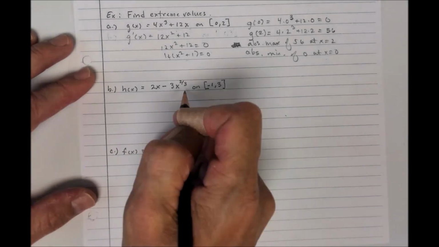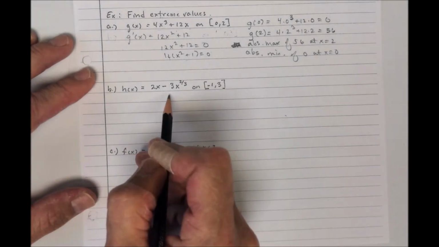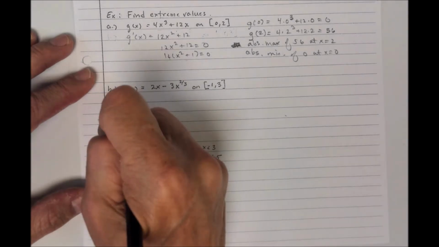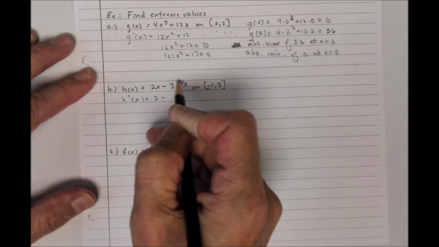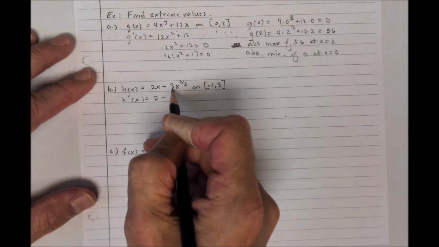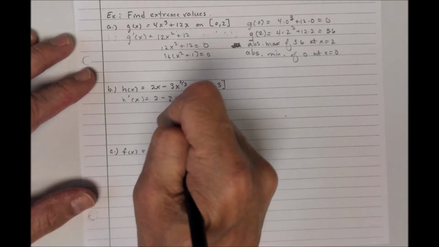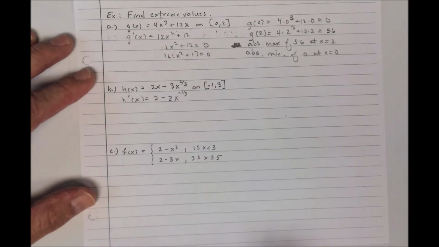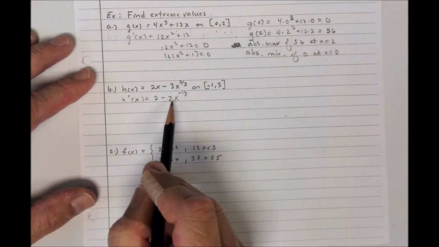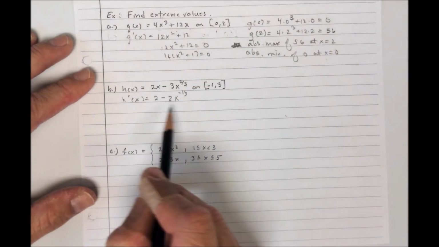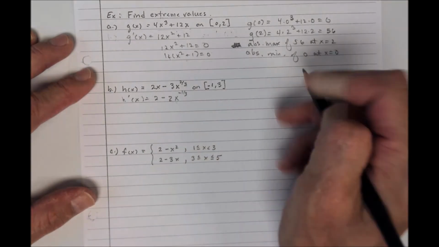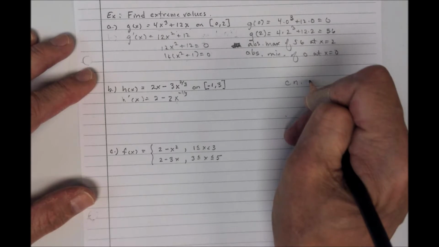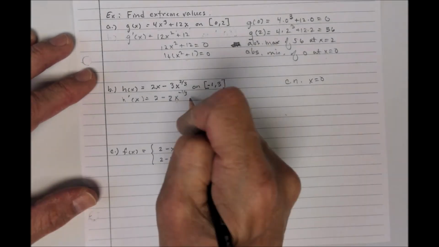Take the next guy up. This is also a continuous function on a closed interval. h prime of x would be 2 minus, now you do the power rule here, 2/3 times 3 is 2, x to the negative 1/3. So I can already see that this derivative is going to be undefined at 0, but the original function is defined at 0. So I know I have a critical number at x equals 0 before I hardly get any work done.